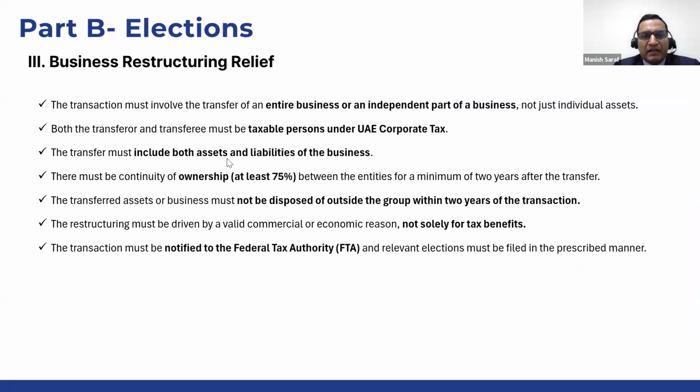Now, the other scenario is regarding business restructuring relief. This relief is applicable when you are transferring the entire business or an independent part of it, and both assets and liabilities must be transferred. Then the business, when it is transferred, must later be continued, with a 75% minimum continuity of the stakeholding, which should continue in the future for the next 2 years. If anything is transferred within the next 2 years, as we have seen in the case of a qualifying group, then here also in business restructuring relief, it will be taxable in the year when it is transferred.